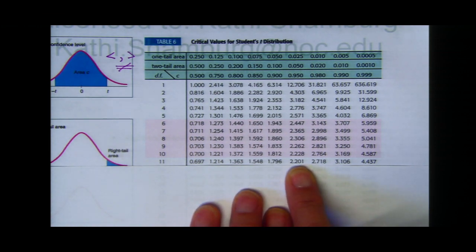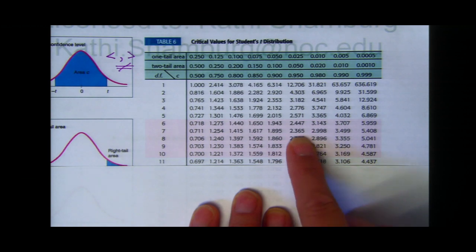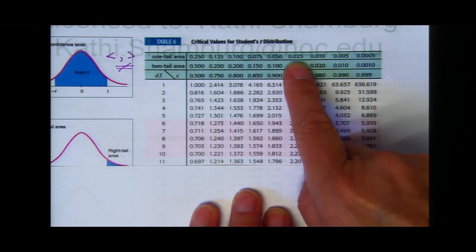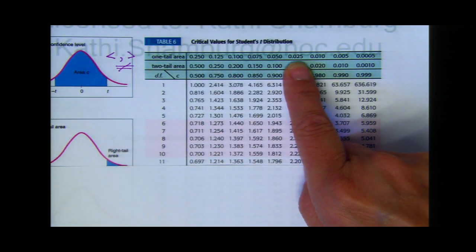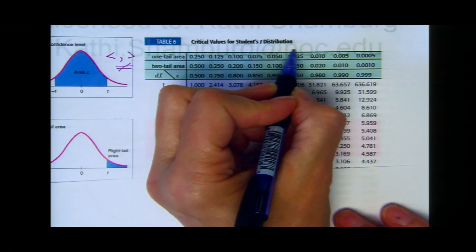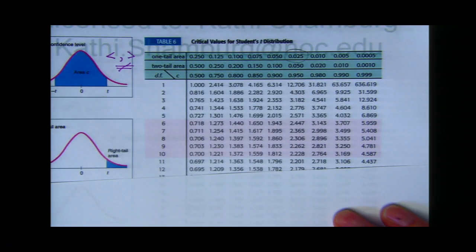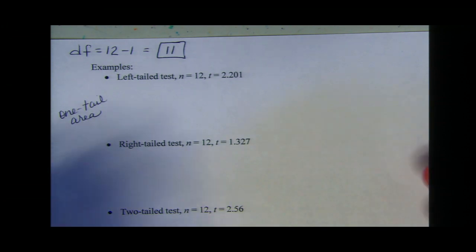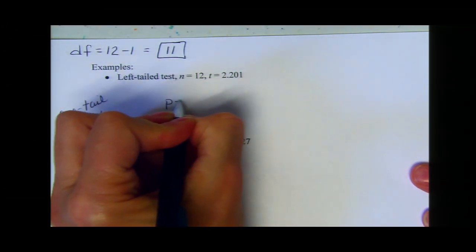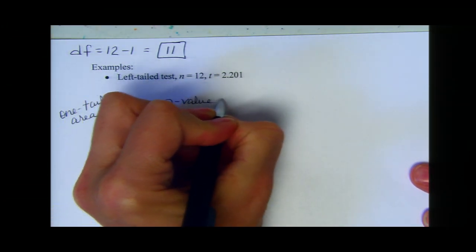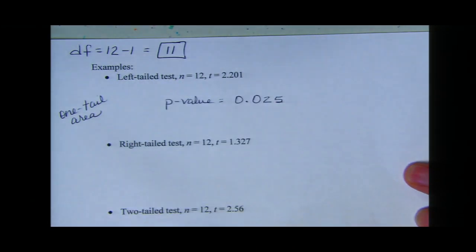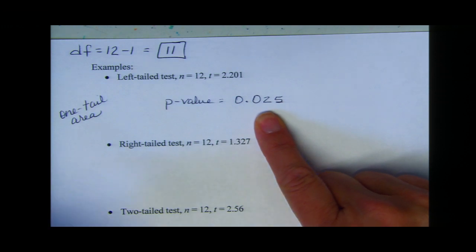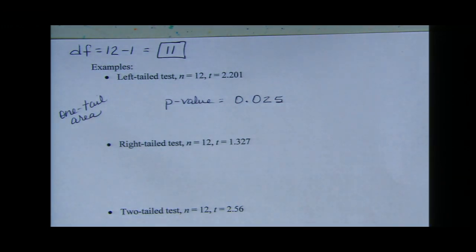So to find my p-value, I come up here to the top rows, and ours is a left-tailed test, which is a one-tail area. So that tells me that 0.025 is my p-value. So my p-value, which again would be step 3, is equal to 0.025. And then in step 4, this is what we would compare to our alpha.